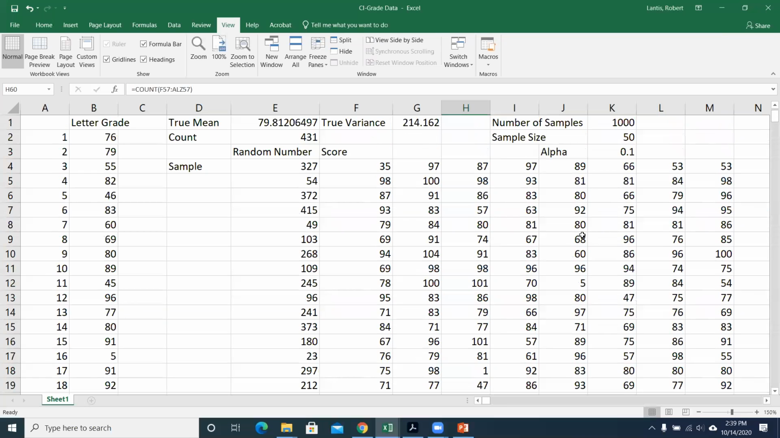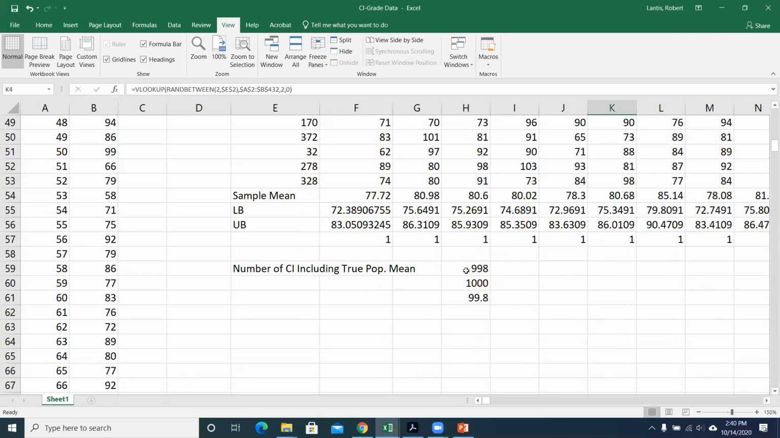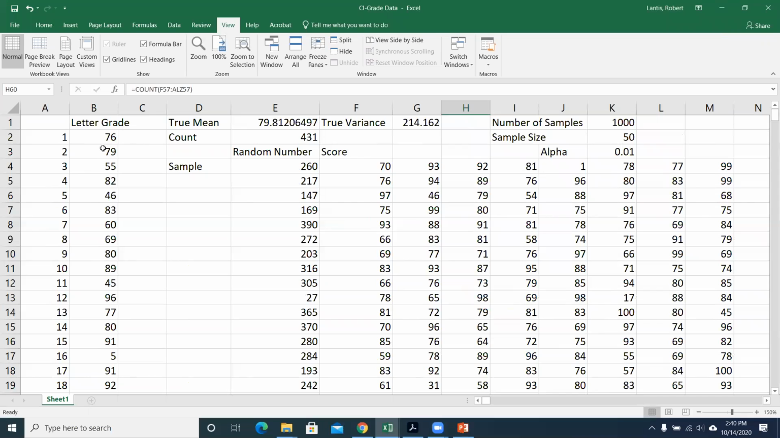I can change alpha. Let's say I want the 99%, so 0.01 is my alpha. Now notice I'm getting right around 99%. This one's exactly 99% of my confidence intervals including that true population mean as well. So this was kind of a unique thing where I had the population data. I then took 1,000 different samples from it, and sure enough, about 95% of those confidence intervals will include the true population mean.